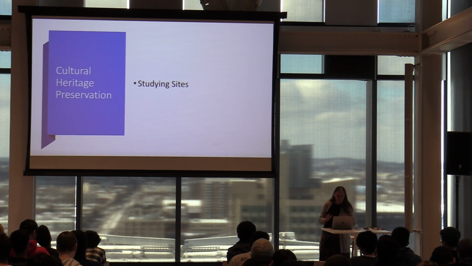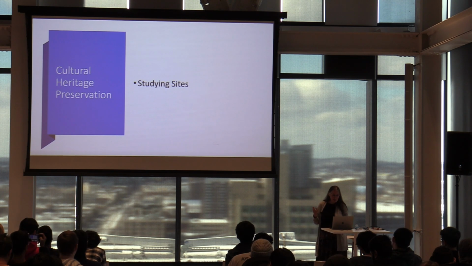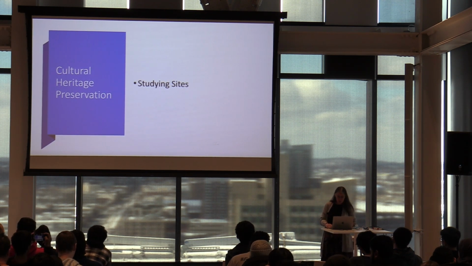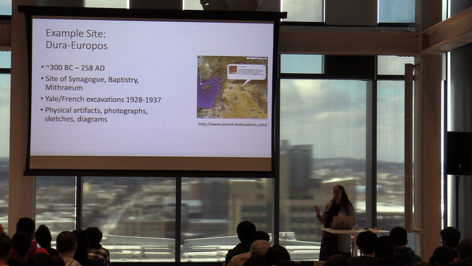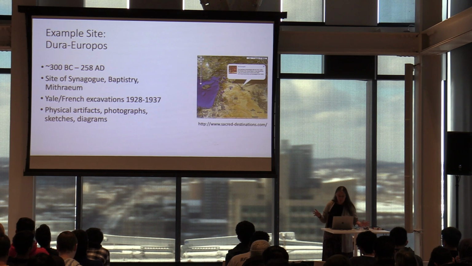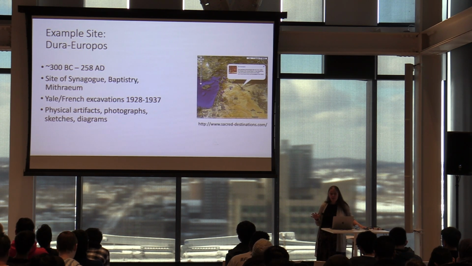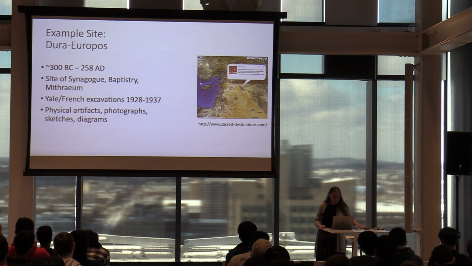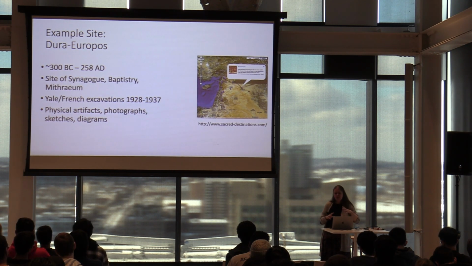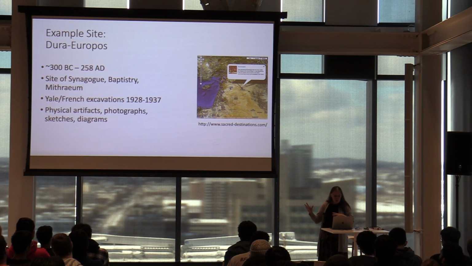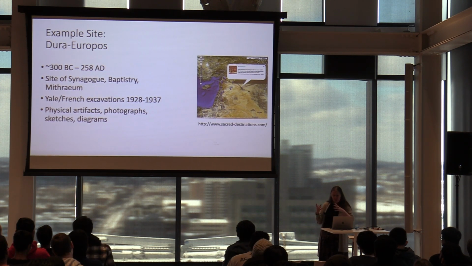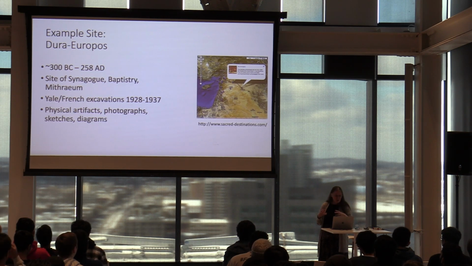The last thing I want to talk about is studying sites in cultural heritage preservation. And I'm mainly thinking of archaeological sites. And the site I've been focusing on for many years is Dura Europos. It's a site in what is now Syria. It was actively occupied from 300 BC to 258 AD by many different cultures, the Hellenistic culture, Parthian, Roman. That makes it interesting because it was a sort of cultural crossroads, with many different religions coexisting.